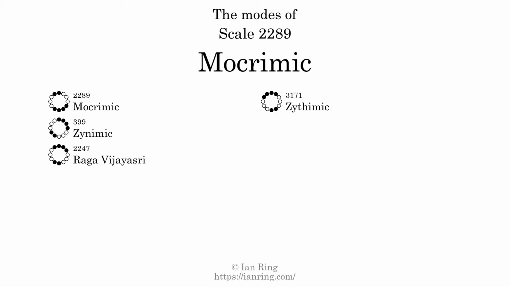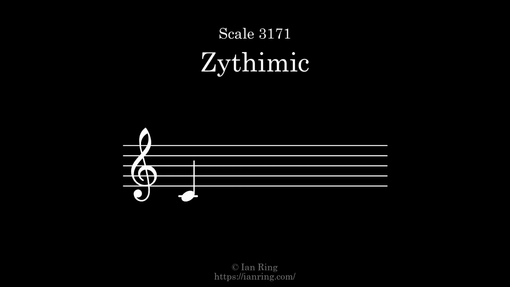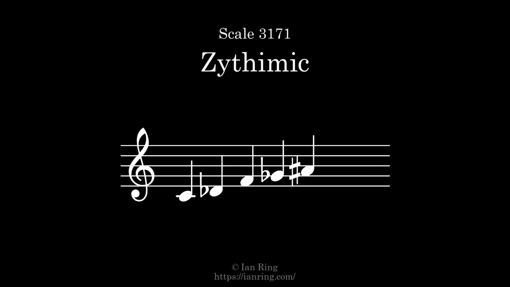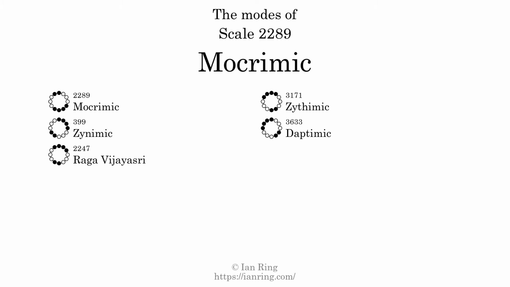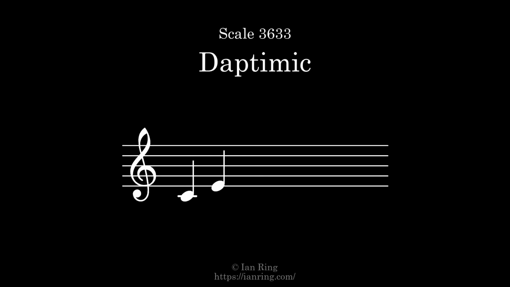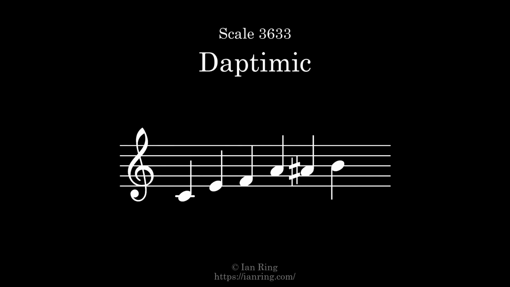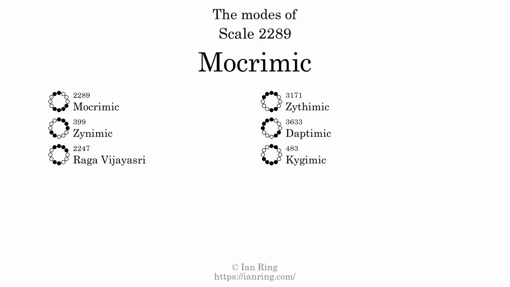The fourth mode is scale 3171, also known as zynymic. It sounds like this. The fifth mode is scale 3633, also known as daptimic. It sounds like this. The sixth and last mode is scale 483, also known as kaijimic. It sounds like this.